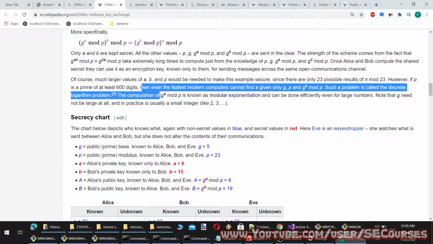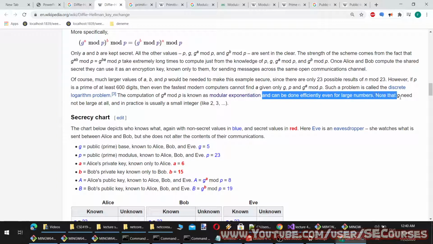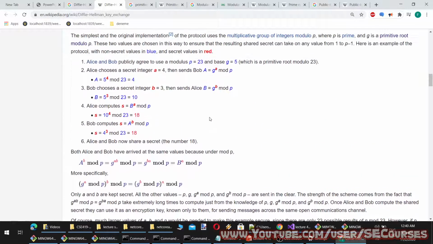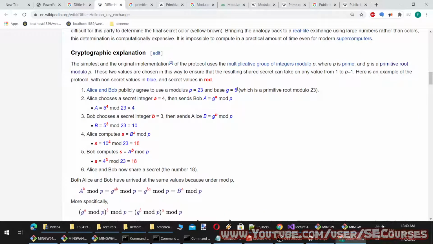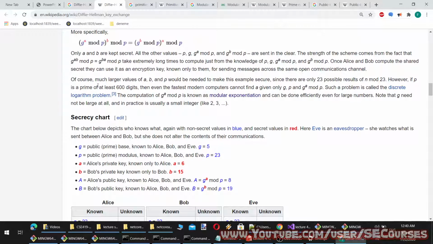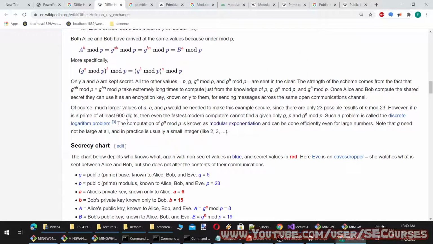The computation of G^A mod P is known as modular exponentiation and can be done efficiently even for large numbers. Note that G need not be large at all, and in practice is usually a small integer, like 2 or 3. So you see, G can be a very small number. However, P is chosen to be a big number. You see, it is at least 600 digits.